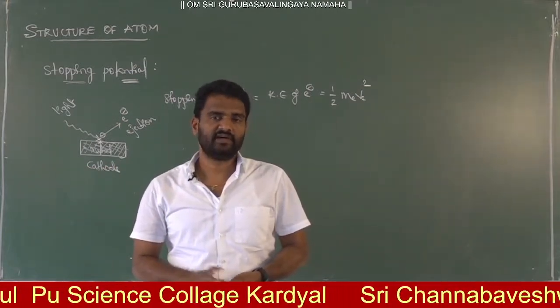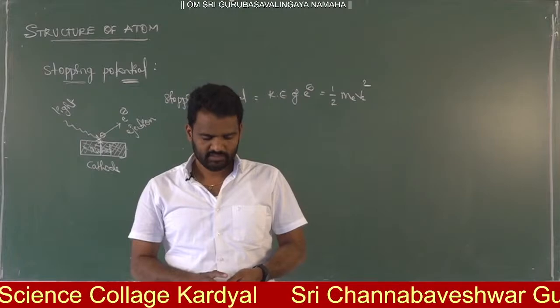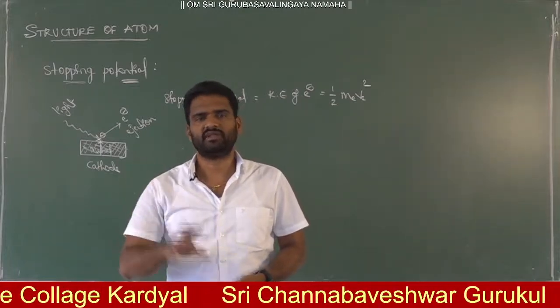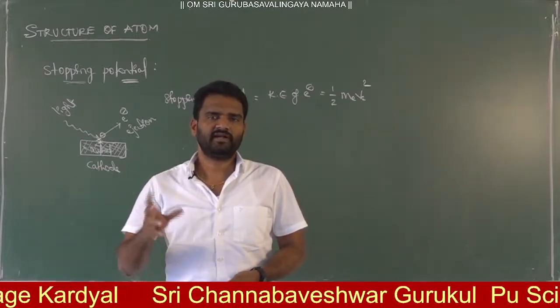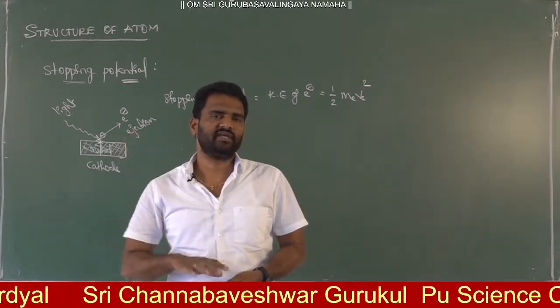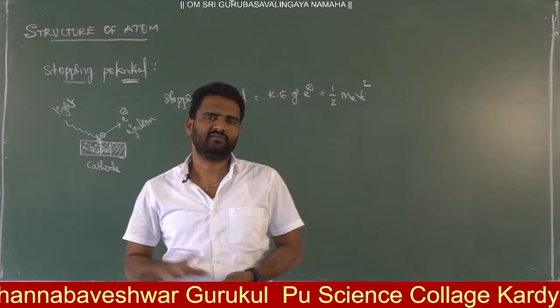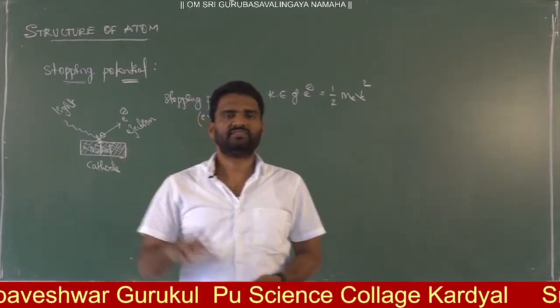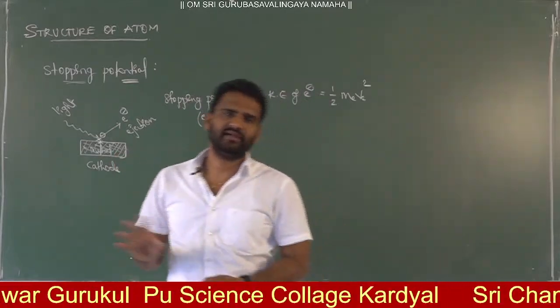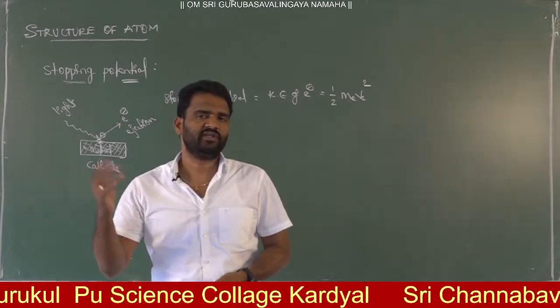After the discovery of the electron and proton, J.J. Thomson proposed an atomic model. According to J.J. Thomson, the atom is like a watermelon: the electrons and protons are arranged in it such that the seeds are electrons and the reddish matter is like protons. That is what was given by J.J. Thomson.